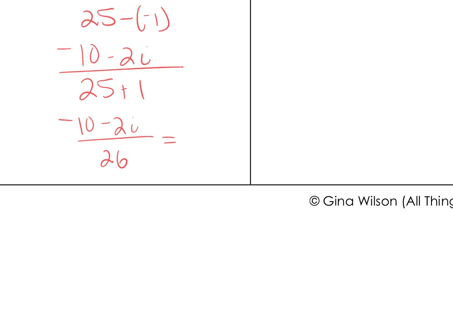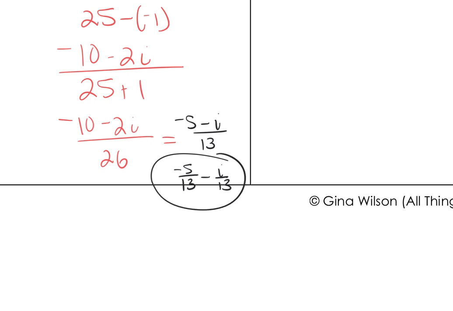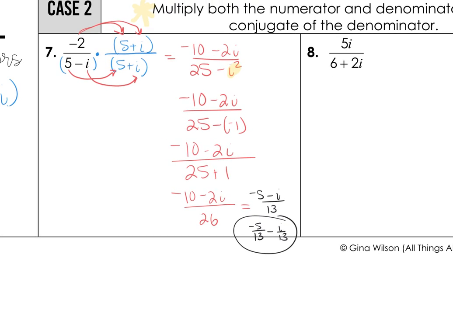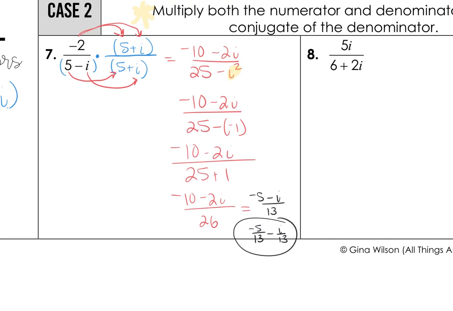We can divide everything by 2. So we can get negative 5 minus i over 13, and then break it up. Negative 5 over 13 minus i over 13. That's for that real and imaginary. So it's a little bit different than the ones up above, but same kind of concepts.